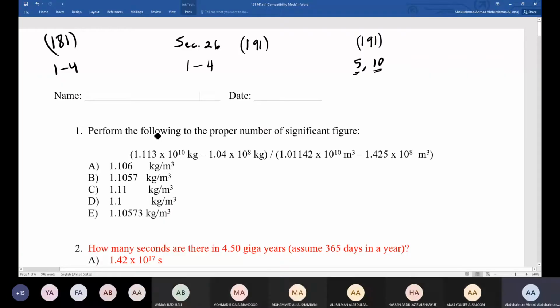Perform the following to the proper number of significant figures. Okay, you have here subtraction. What's the first thing you must do? Make the power the same. How can you make the power the same? Shift the decimal point to the right. Help me. Tell me what to do.